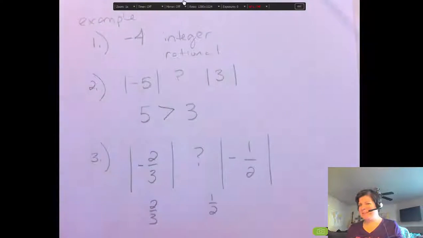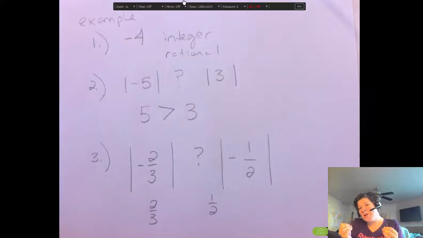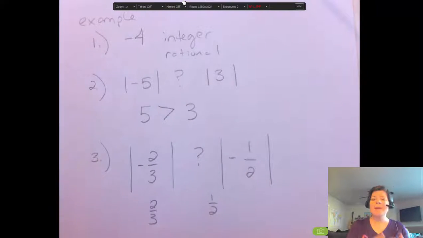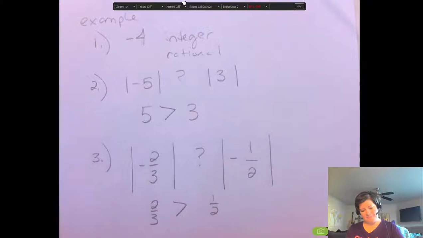So sometimes the fractions are confusing, and you can't tell when they're real close, like maybe I have 5/7 and 4/8. You can use your calculator, divide those, get your decimals to compare them, okay? So we know 2/3 is bigger.